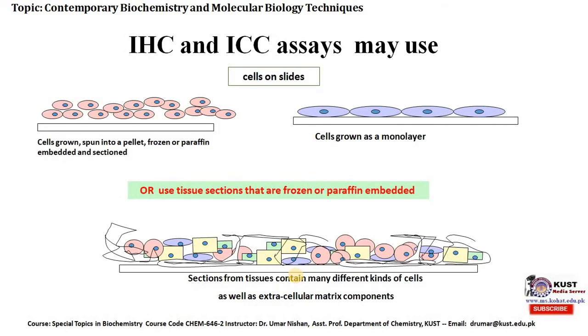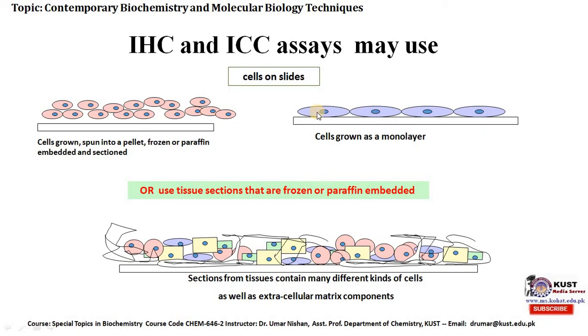And this is how the assay looks like. This is in case of cells, for instance. Cells are grown, they are spun into a pellet, they are either frozen or paraffin embedded, and they are sectioned. And sometimes the cells can be grown as a monolayer, like this, a single layer of the cells.